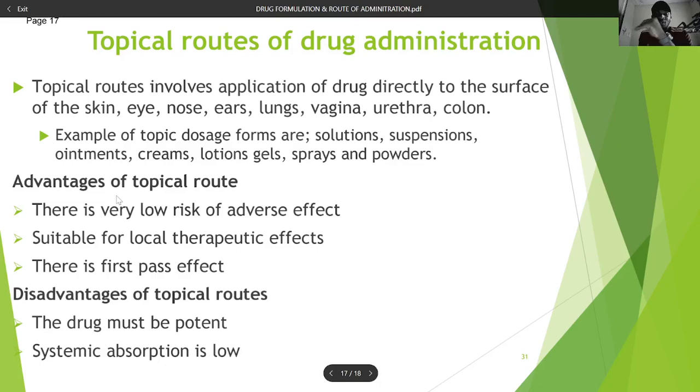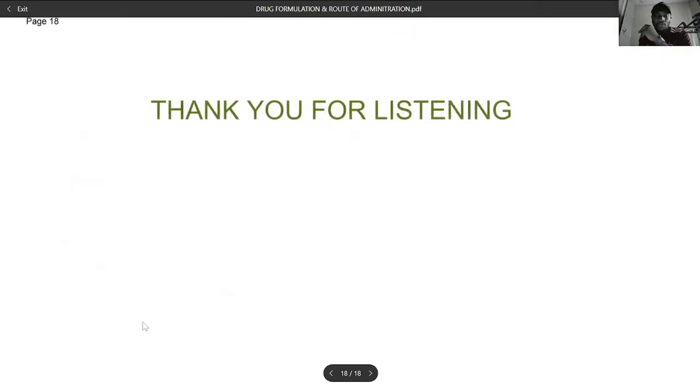Now, the advantages of topical routes: there is very low risk of adverse effects, and it's suitable for local therapeutic effects. There is no first pass effect. Disadvantages of topical routes: the drug must be potent, and systemic absorption is low.